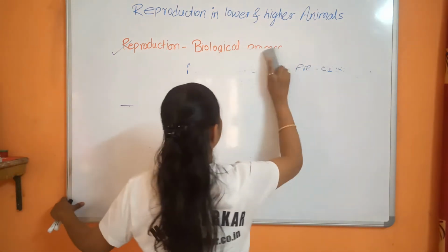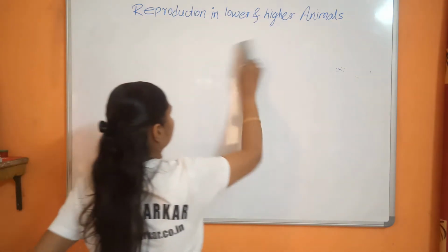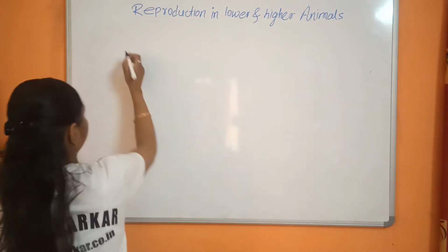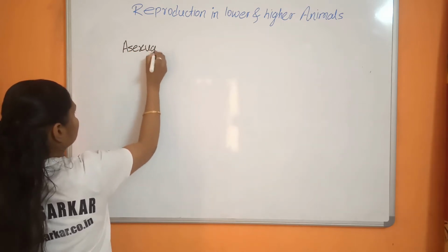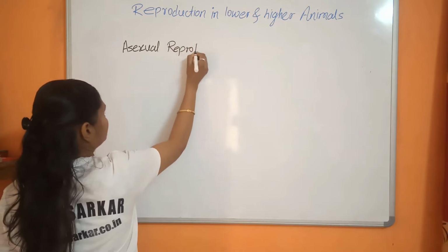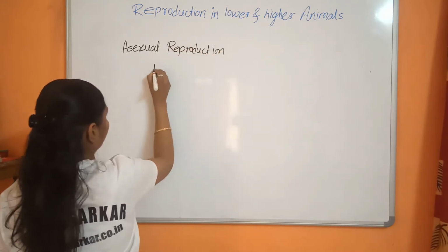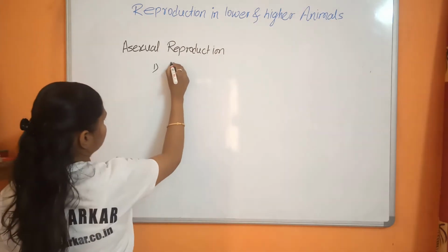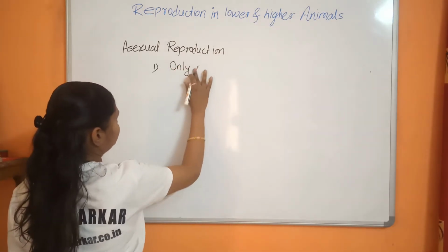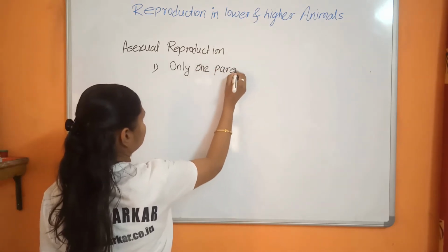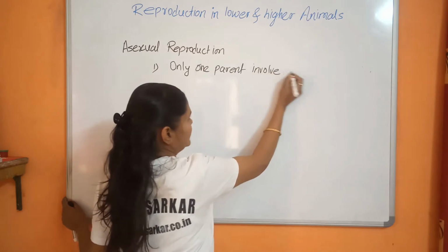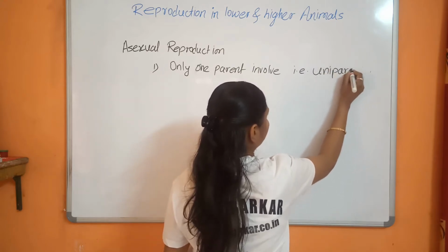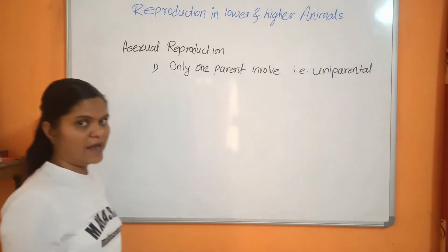Now we see asexual reproduction and its characteristics. In such type of reproduction, only one parent is involved. So that means it is uniparental. Single parent is involved. That's why it is called uniparental.